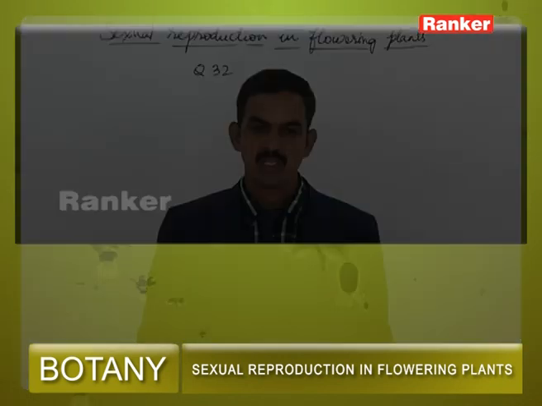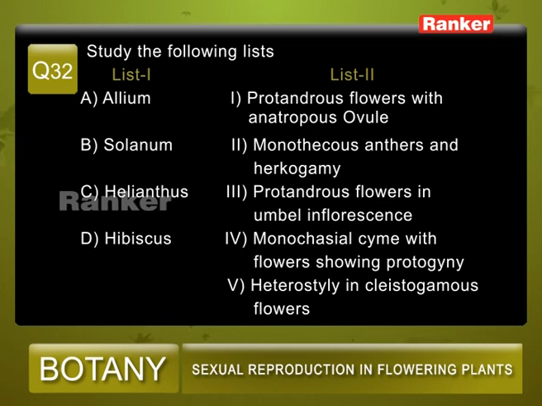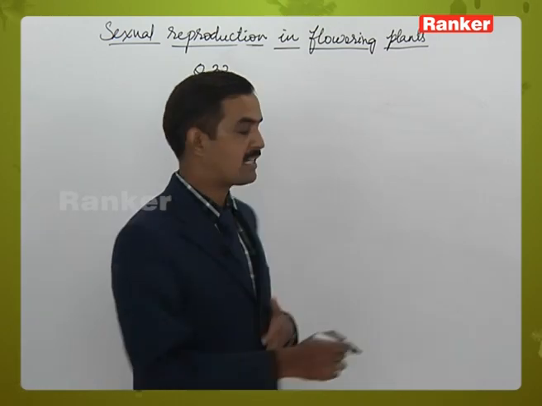Question number 32, study the following list. List 1, A allium, B solanum, C helianthus, D hibiscus. List 2, 1, protandrous flowers with anatropous ovule, 2, monothecous anthers and hercogamy, 3, protandrous flowers in umbel inflorescence, 4, monochasial cyme with flowers showing protogyny, 5, heterostyly in cleistogamous flowers. So let's come to list 1, that is allium.